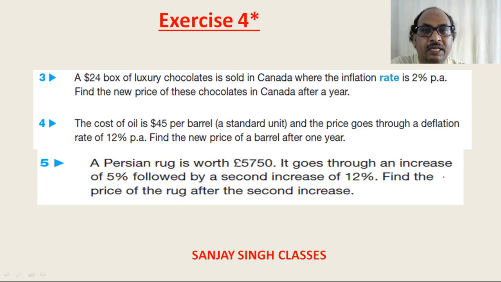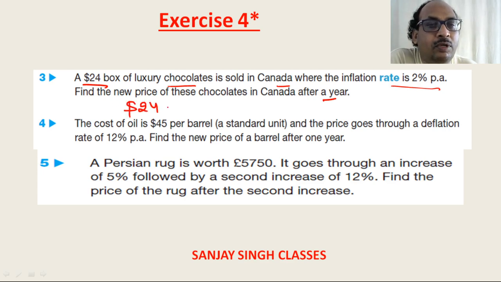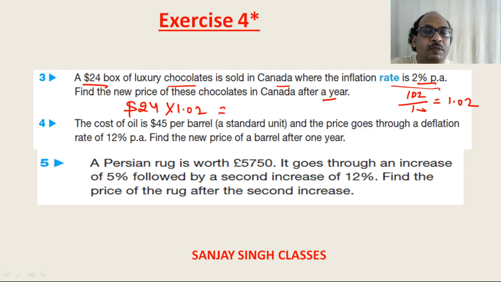Okay, now we are given a $24 box of luxury chocolates sold in Canada, where the inflation rate is 2% per annum, meaning increase. Find the new price of these chocolates in Canada after a year. So just simply $24 into, and as increase has taken place, it is 102/100, which gives the multiplying factor 1.02. We multiply this, and we get $24.48. Okay, right.